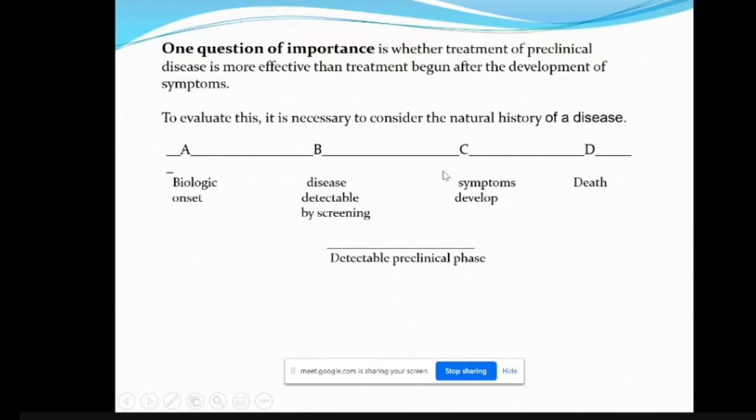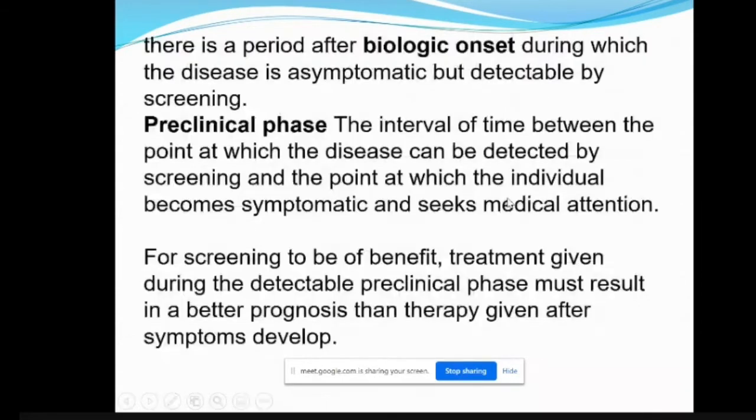So there should be an effective treatment that, when given in this preclinical phase, improves the prognosis of the disease more than if it is given after symptoms appear.